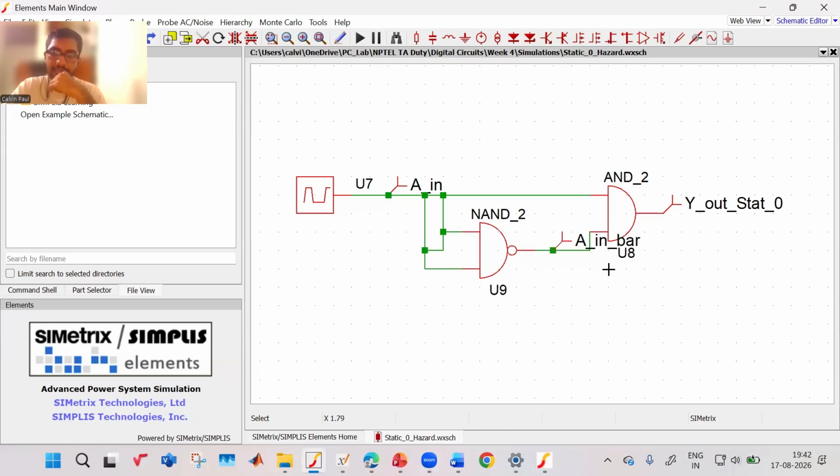Now, what is A and A bar? What do you think is the output of A and A bar?